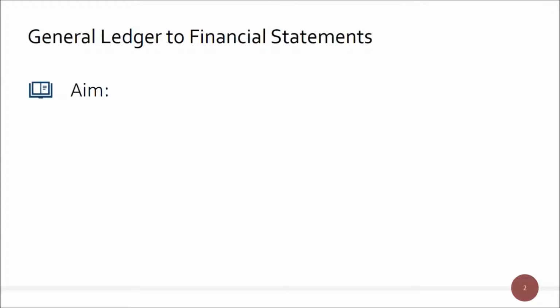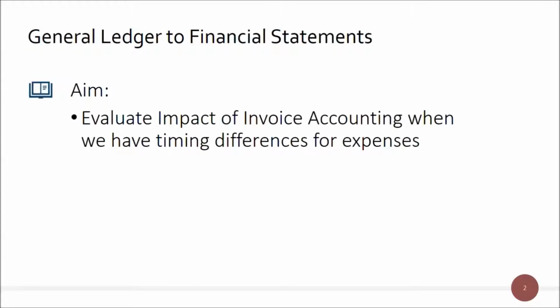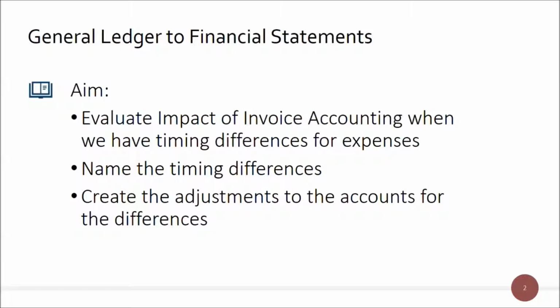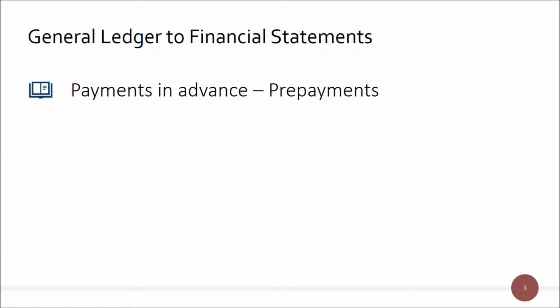So what we're going to do today, well, we're still going from the general ledger to the financial statements. And what we're going to do is evaluate the impact of invoice accounting when we've got timing differences in our expenditure, when we actually receive the invoices versus when we actually use the expense. We're going to give a name to those timing differences, and we're going to create adjustments to the accounts for those differences. So, first of all, let's get down to the names.